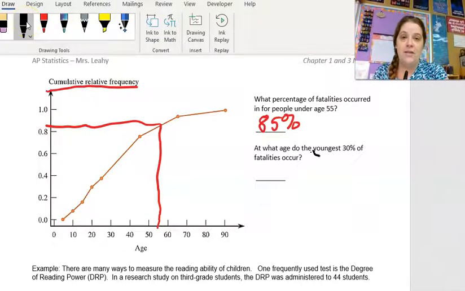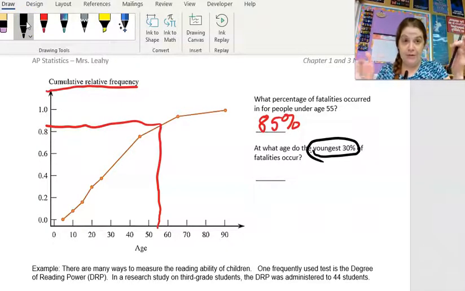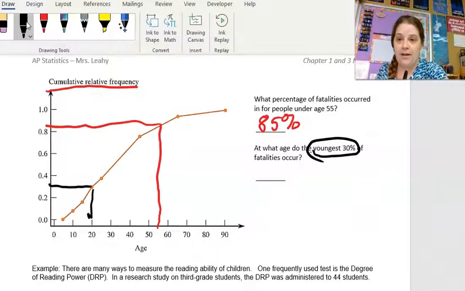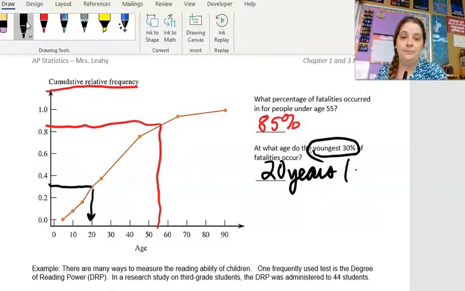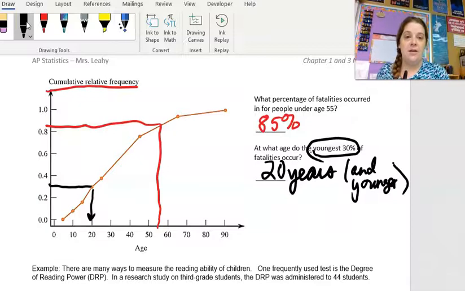At what age do the youngest 30% of fatalities occur? All right, so the first 30% of fatalities, so I'm going to find this 30% here, and that looks like about age 20. So people ages 20 years and younger, 20 years and younger, that would be the youngest 30%.